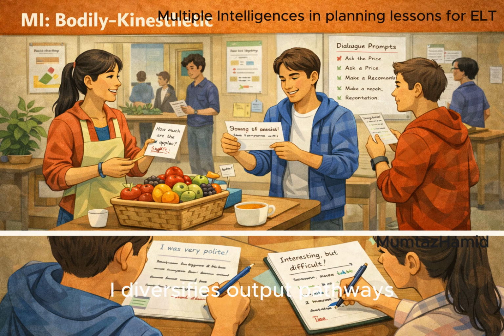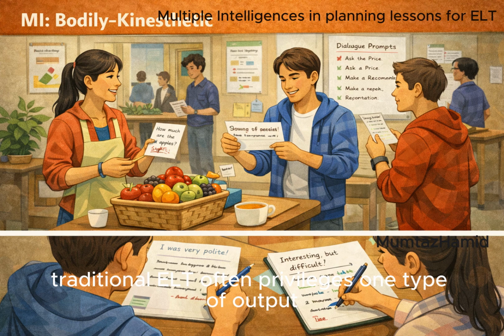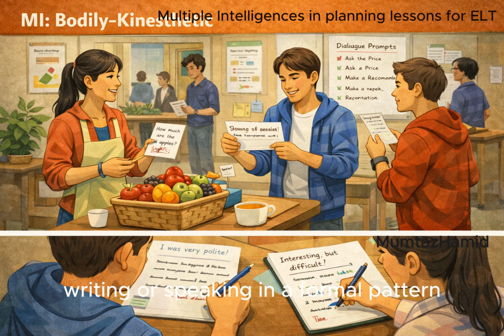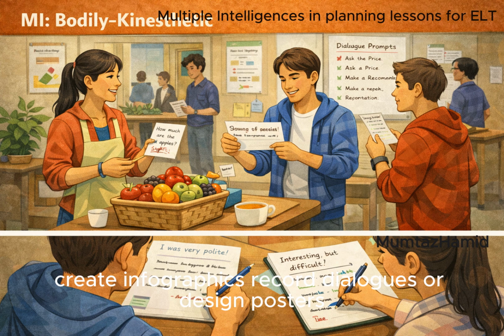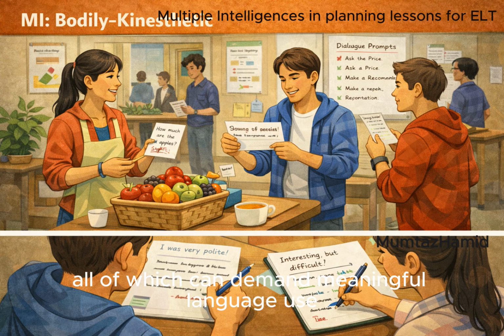Students, 3. MI diversifies output pathways, language production. Traditional ELT often privileges one type of output, writing or speaking in a formal pattern. MI planning broadens output forms while still targeting language objectives. Students can present, role-play, create infographics, record dialogues, or design posters, all of which can demand meaningful language use.